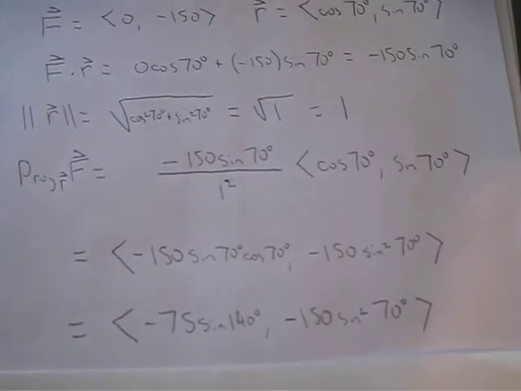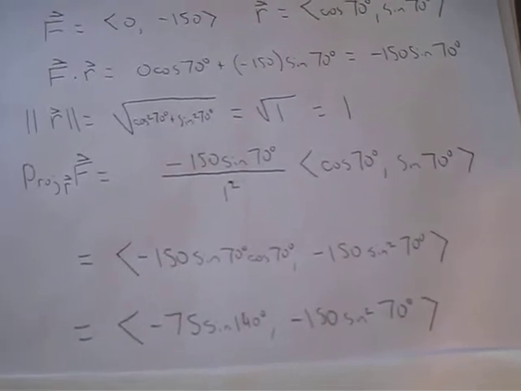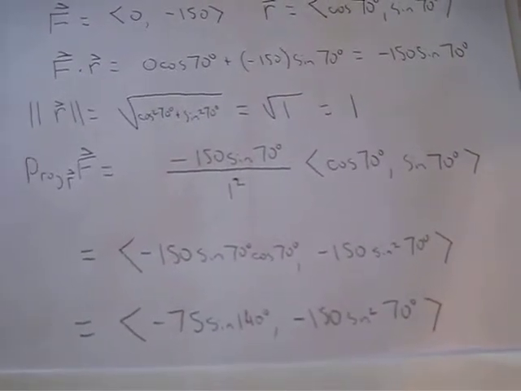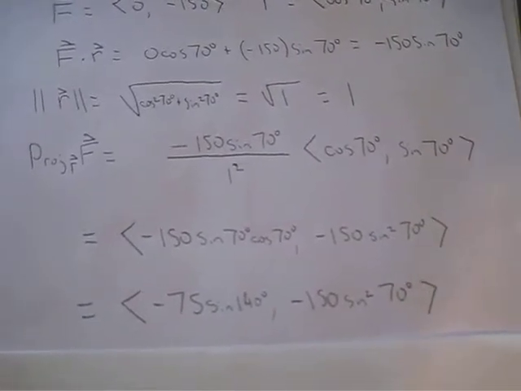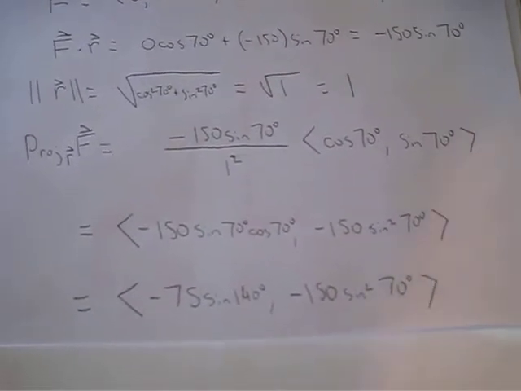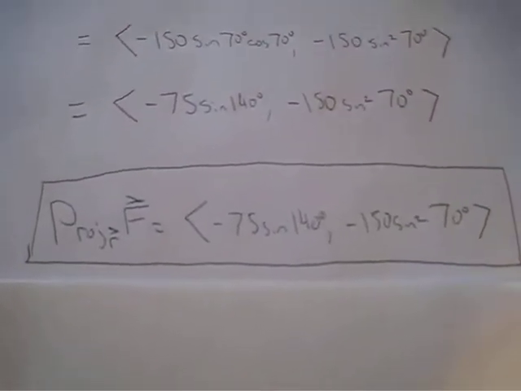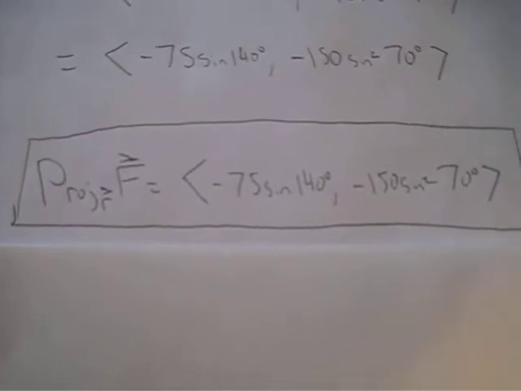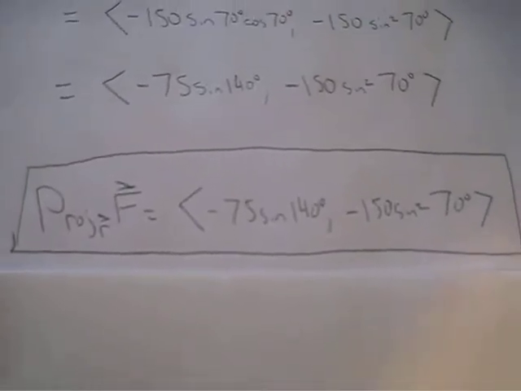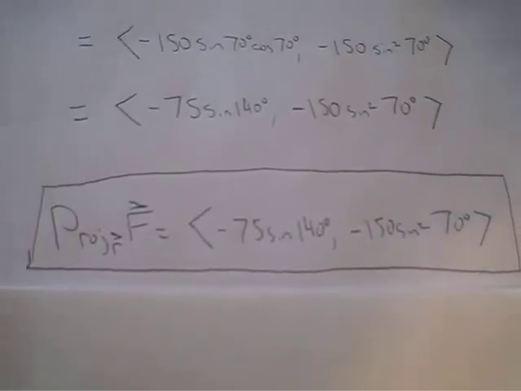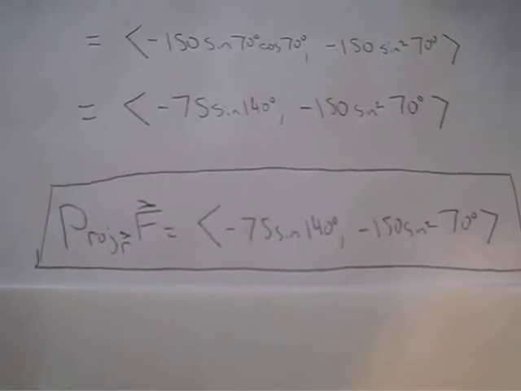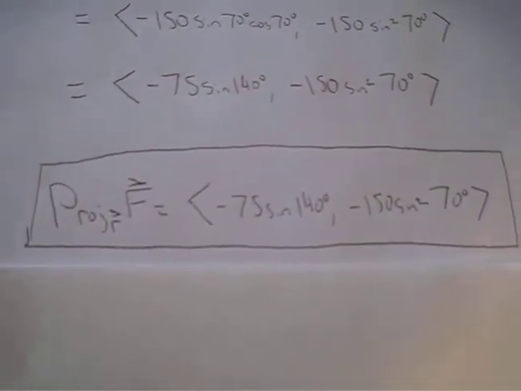Remember, sine x cos x equals 1/2 sine of 2x. So divide 150 by 2, you get 75 sine of 140, negative 150 sine squared 70 for our j component. And that is our projection of F onto R. The projection of the man's force, the man's weight vector, force of gravity on the man's weight, projected along the rope.